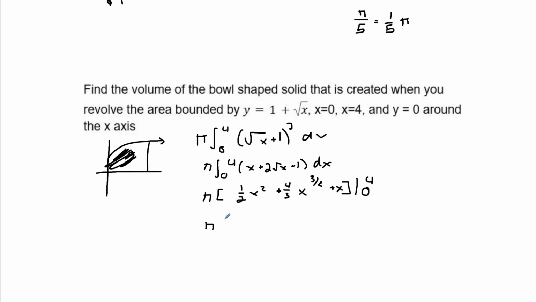So we're going to get pi times, it looks like you'll have 8, so 8 plus, looks like you're going to have 32 over 3. And then you're going to have plus a 4. And then you're just going to have minus a 0, right? So this is going to equal, we're going to get pi times 12 plus 32 over 3, which is going to give us 68 pi over 3.